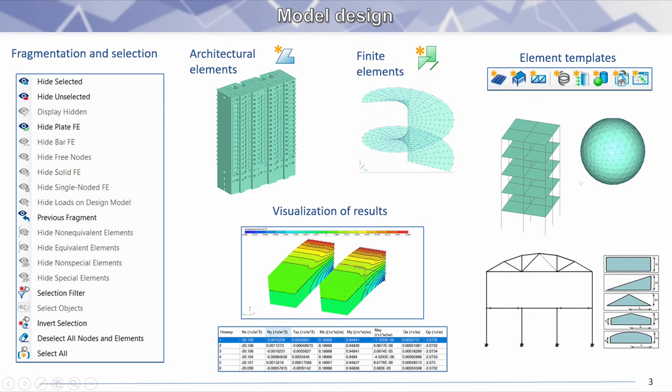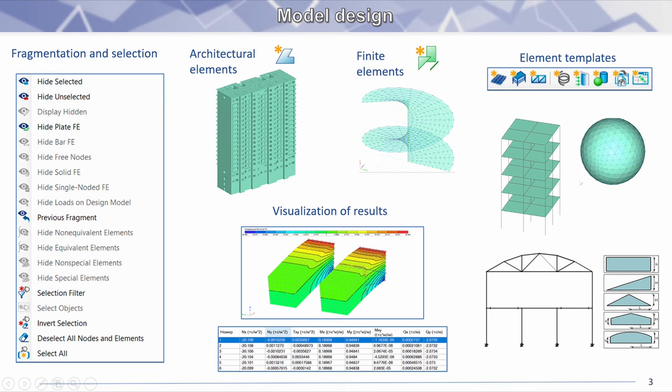Productive fragmentation and selection. Manipulate structural elements with the precision you need. Select, group, and hide elements by their characteristics. It makes project management much easier.